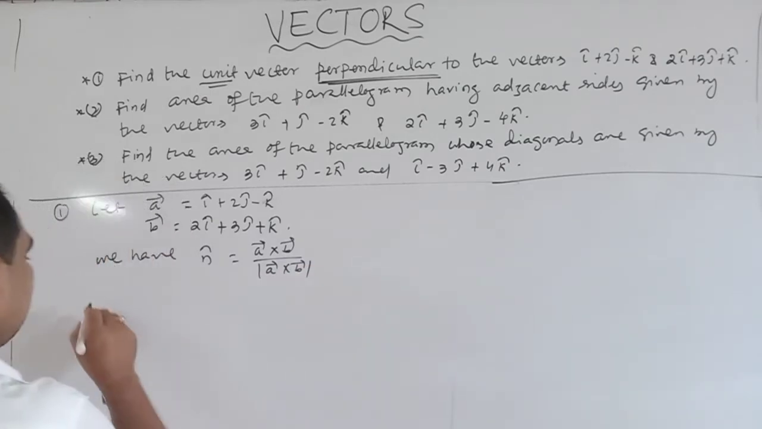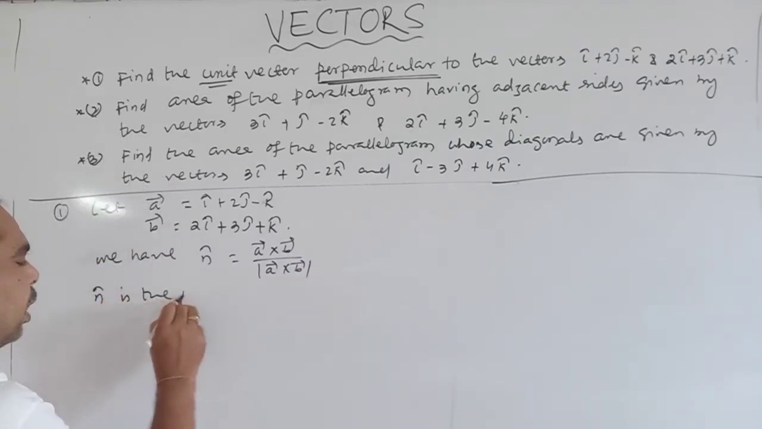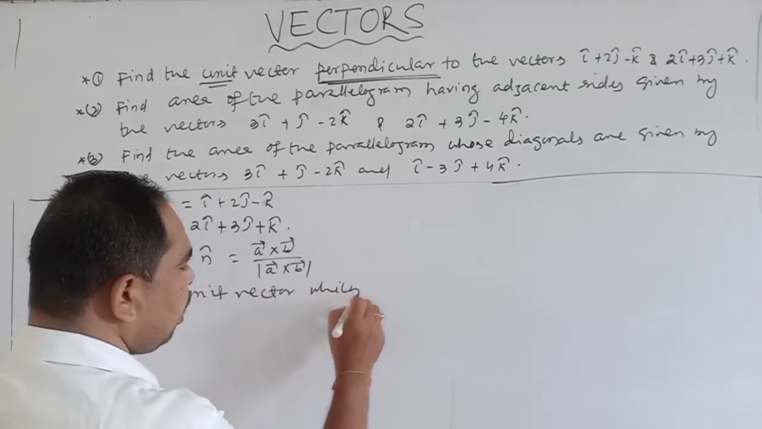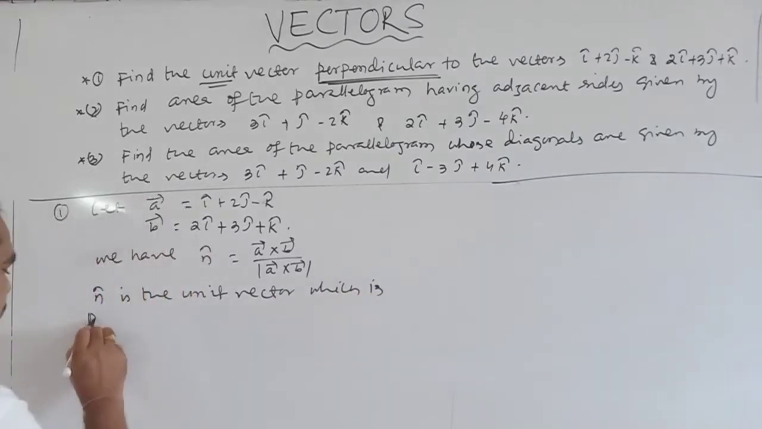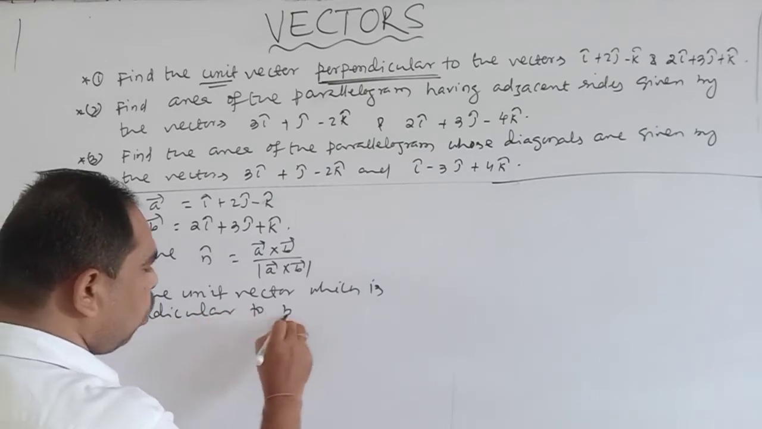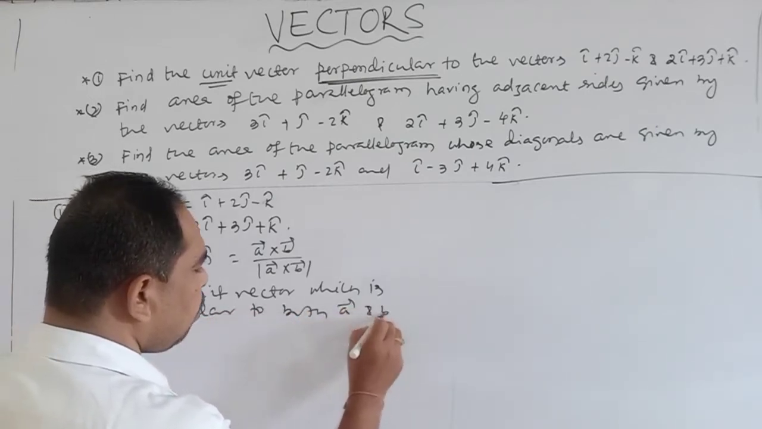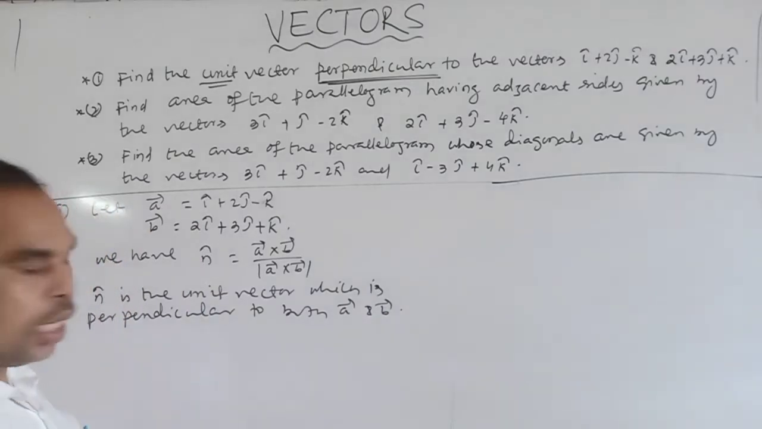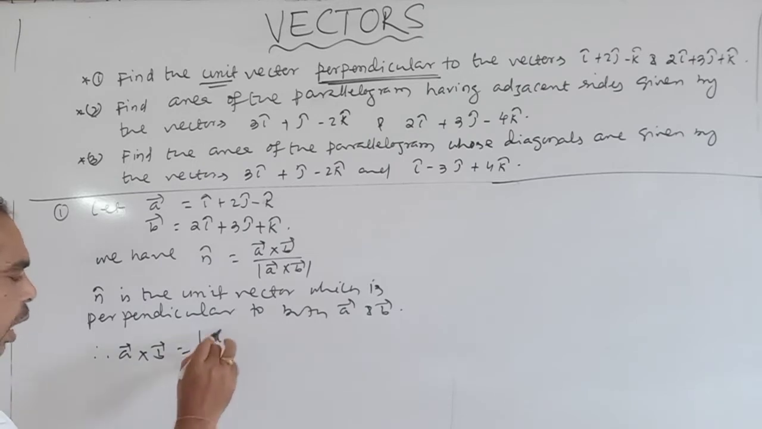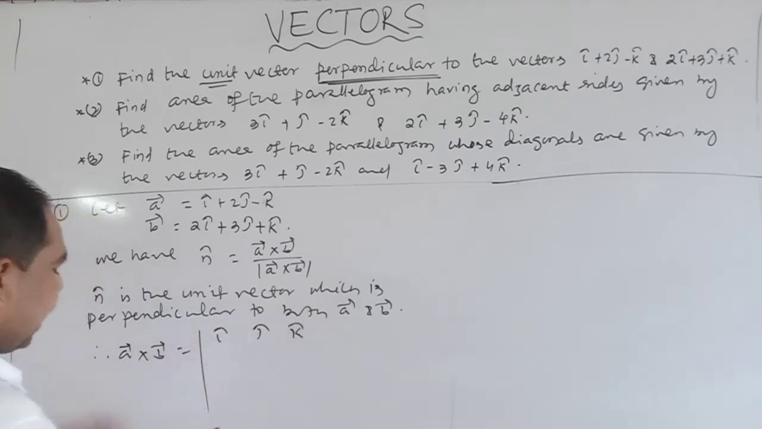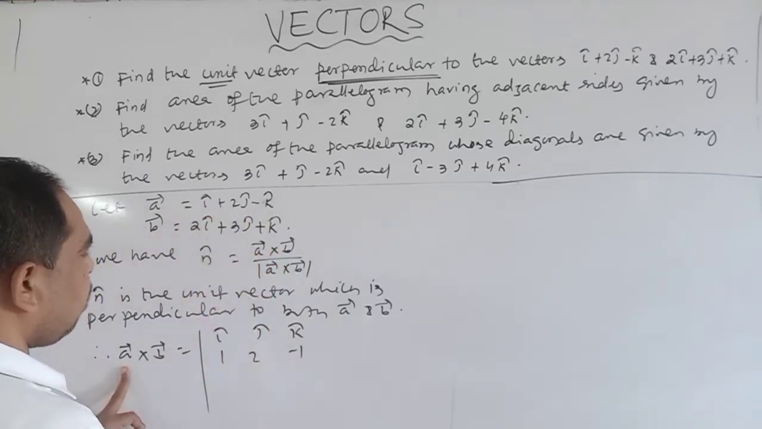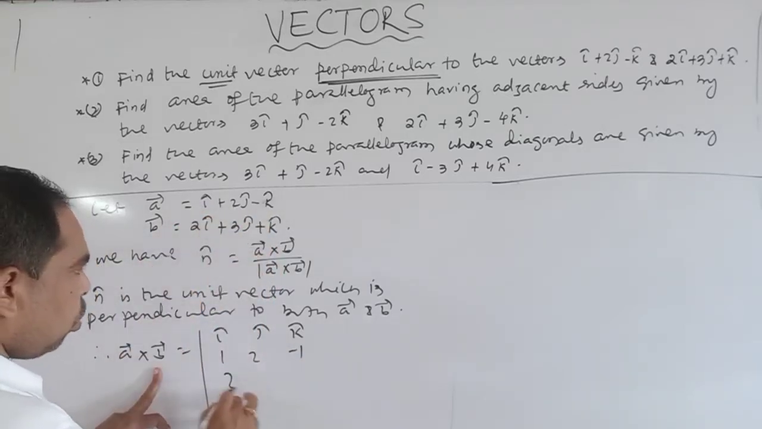N cap is the unit vector which is perpendicular to both a vector and b vector. Okay. Therefore a cross b is equal to determinant of first row i j k, second row a, i j k coefficient 1 2 minus 1. Next b row, i j k coefficient 2 3 1.